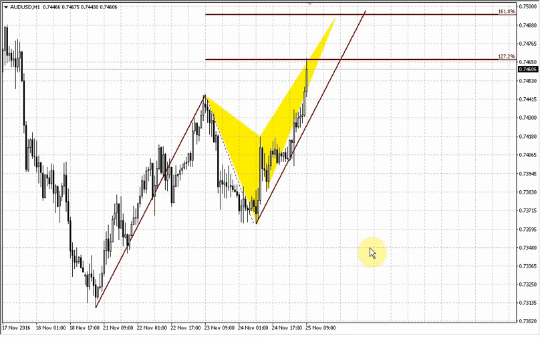I'm not sure that it will be completed today, but who knows, maybe it will be. But the downward action probably should start only next week.